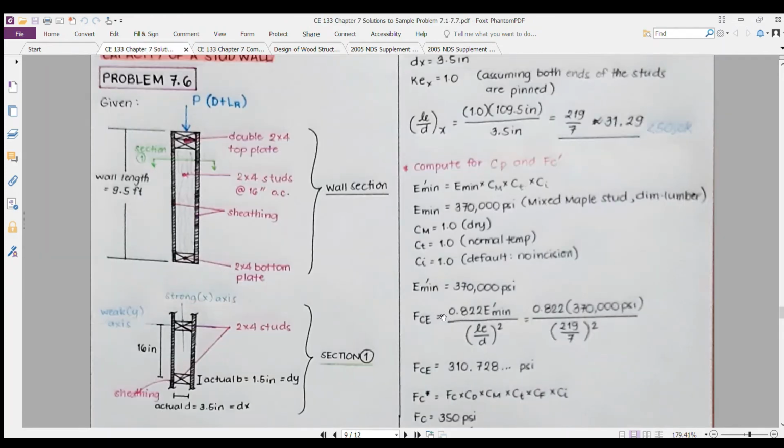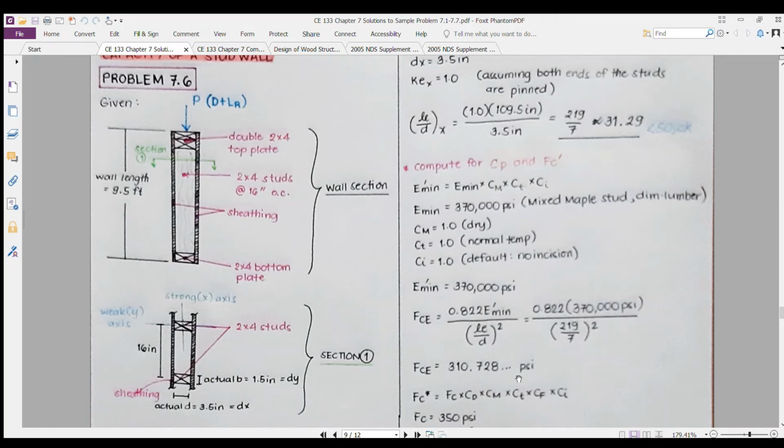So replacing the values of the variables in the equation, we have 0.822 multiplied by E prime min over (L sub E over D) quantity squared. We have a value of F sub CE of 310.728 psi. Now next, we need to solve for the F sub C asterisk.